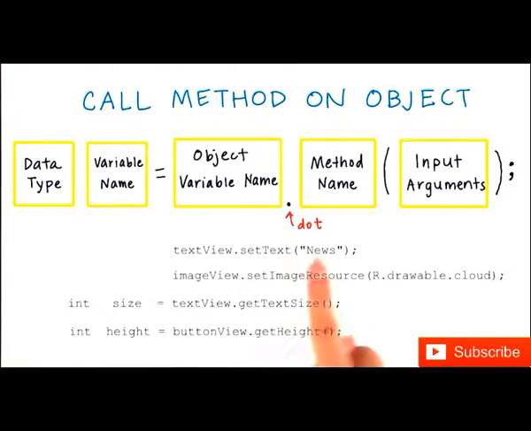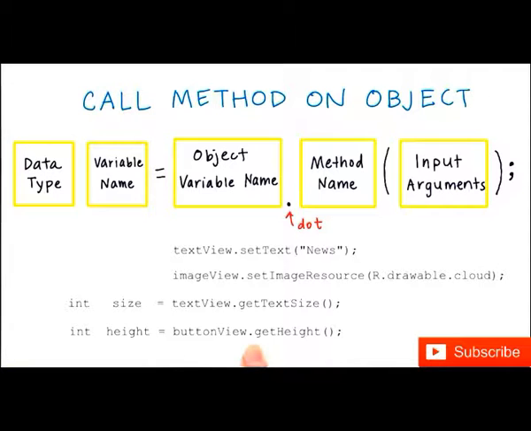So far, when we've called methods, we haven't worried about the return value because the setText method actually has no return value. Same with the ImageView setImageResource method, this has no return value. But other methods can have return values. For example, in the TextView class, we have a getTextSize method. This returns an integer, so we can store the result of this method in a variable called size of type int.